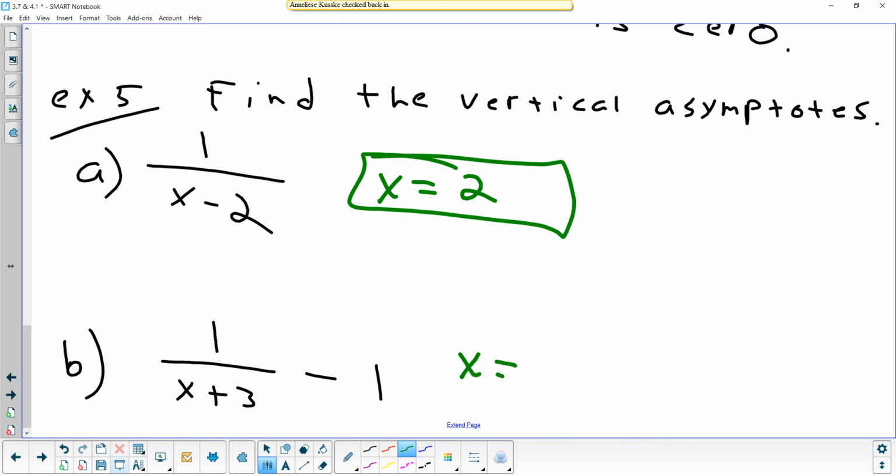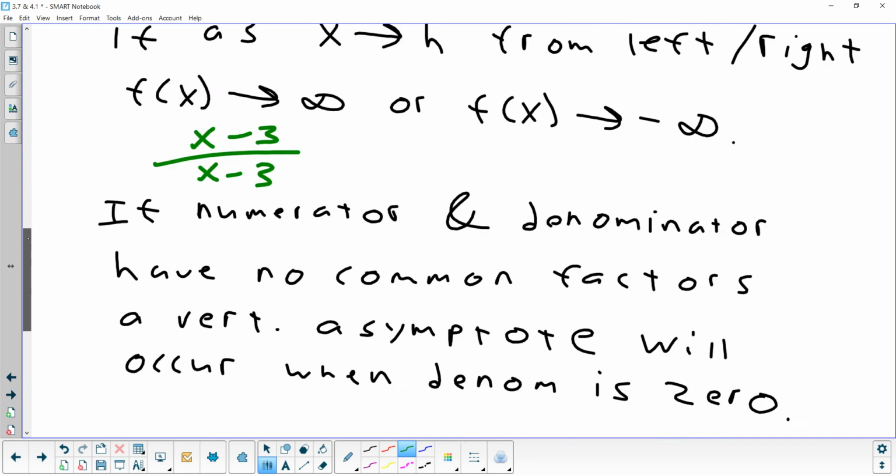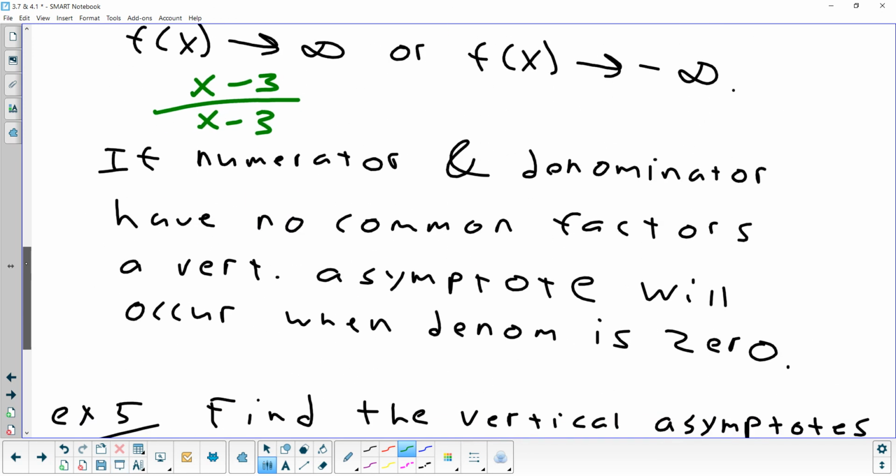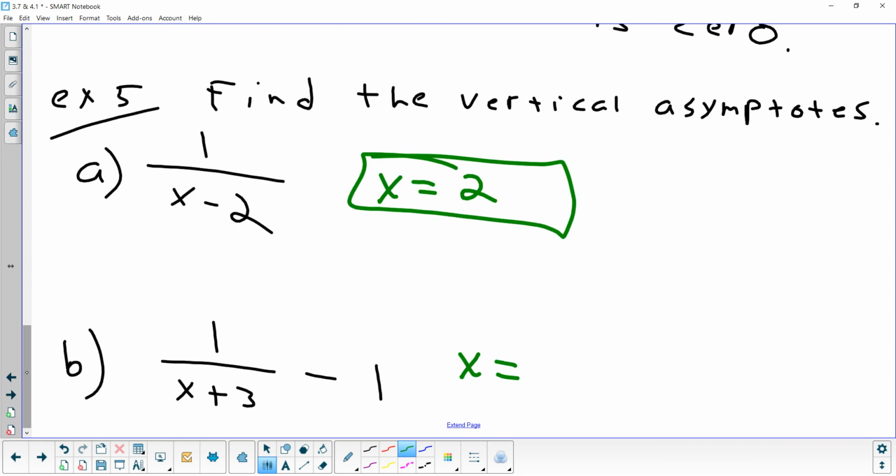What would be the equation of the vertical asymptote in this case? It would be where the denominator is 0. Negative 3.